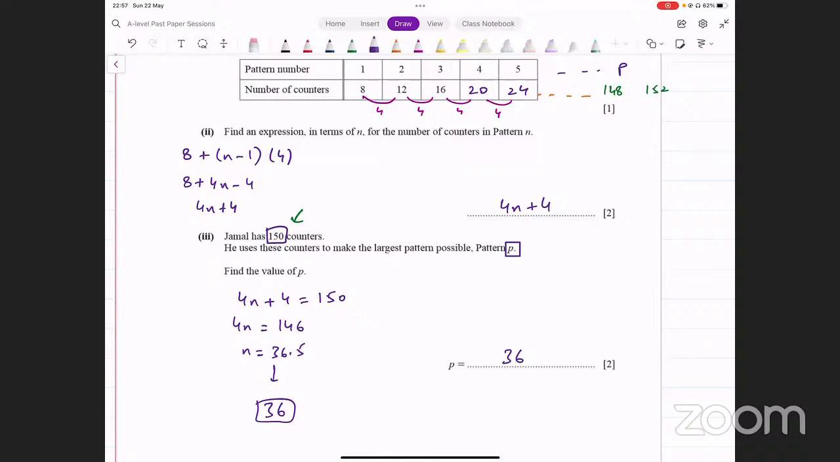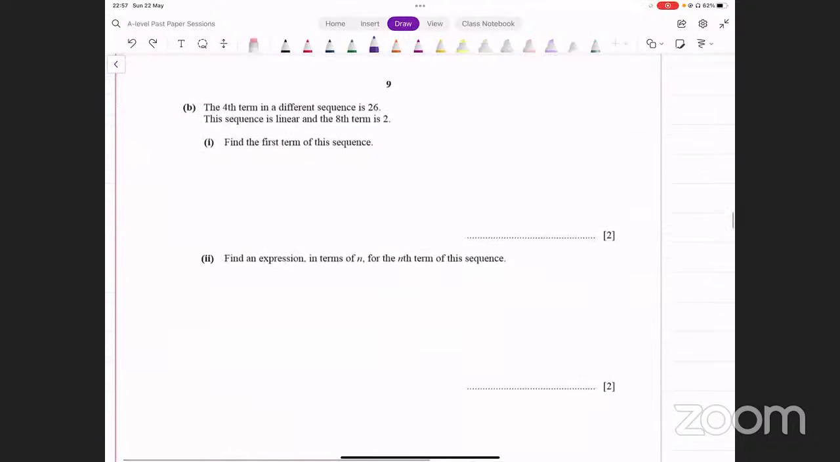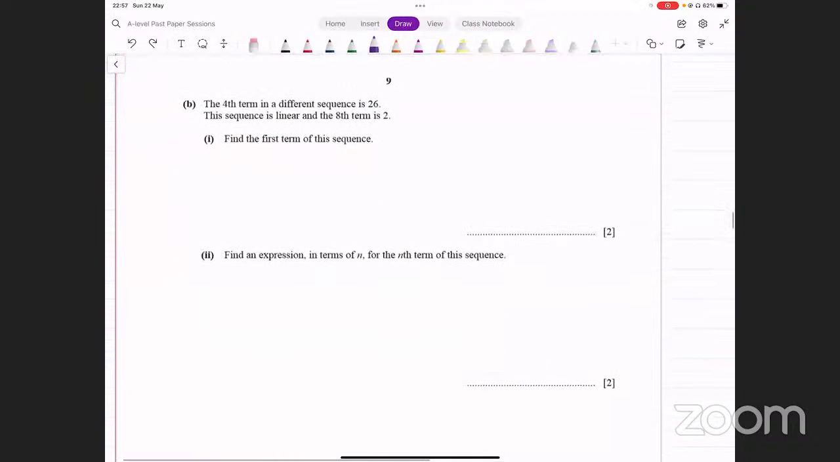Again, why are we using 36 here? 150 maximum number of counters, right? उससे वो 36.5 नंबर मिल रहा है आपको. 36.5 तो हो नहीं सकता, तो उससे छोटा नंबर जो है 36, वो हम यूज करेंगे यहाँ पे. ओके, अच्छा. Now it says the fourth term in a different sequence, so it's not the same sequence, it's something else. Okay.